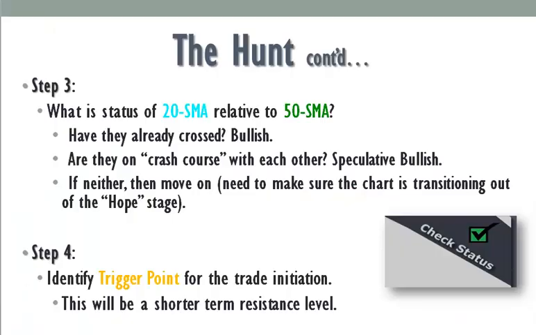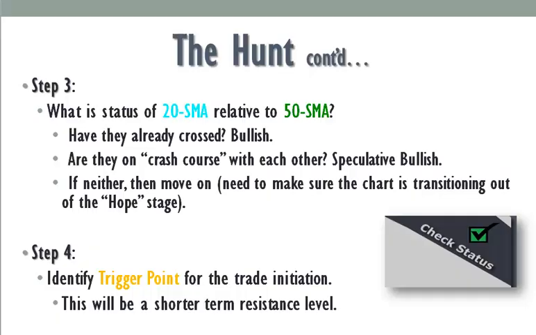Step number 3 is we need to now check the status of the 20 SMA relative to the 50 SMA. Now, if they've already crossed, then that's bullish. There's no arguing there. Now, if they're on that crash course, which I've talked about in that classification video, meaning they haven't yet crossed, but it's looking pretty darn sure they're going to cross, then I like to call that speculative bullish because it hasn't quite crossed, but if you're speculating a little bit, you can see, okay, that's a pretty safe speculation that they are going to cross. So that's still acceptable if they're on a crash course with one another.